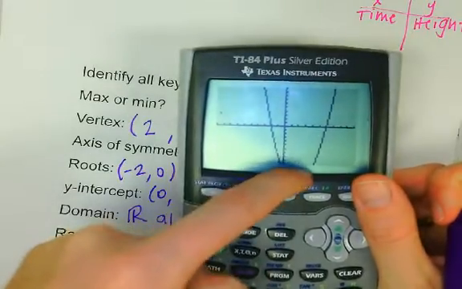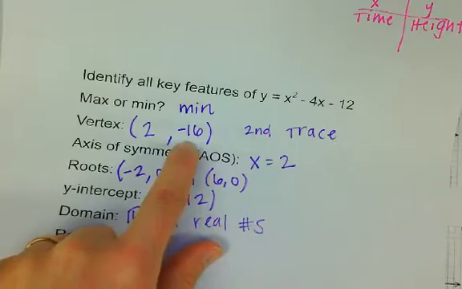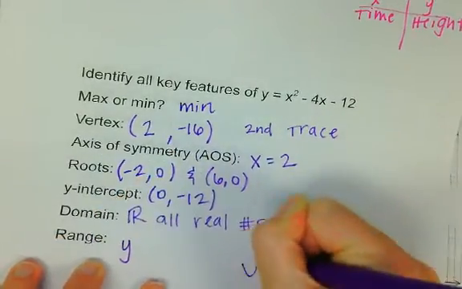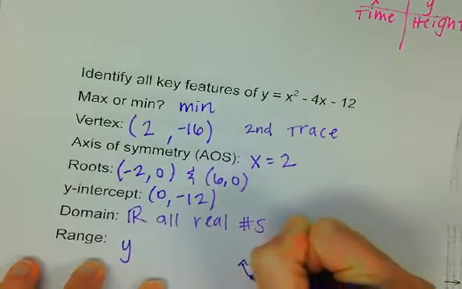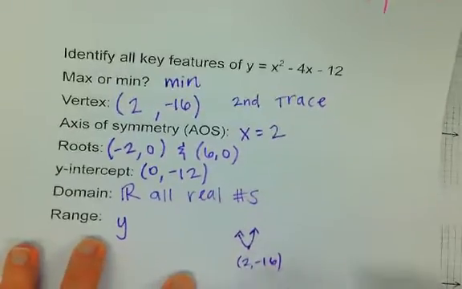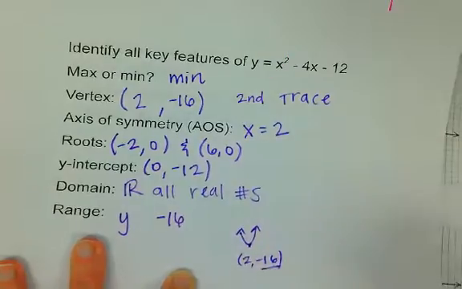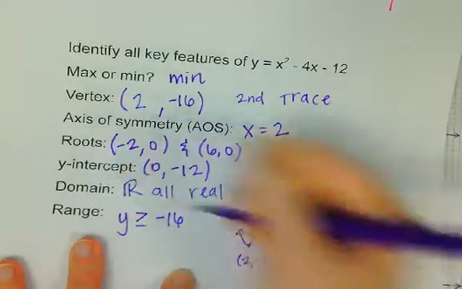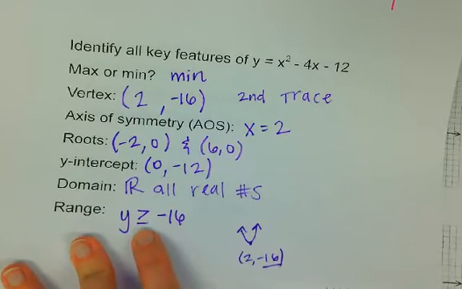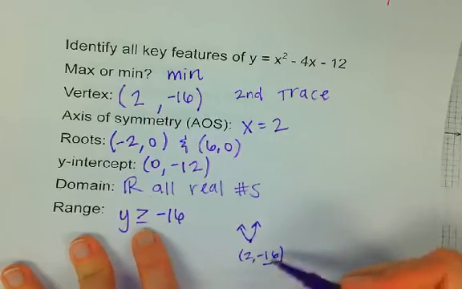So remember, we need the lowest value. How low does it go? Well, we found out it goes to negative 16. And because the graph opens up and the lowest it reaches is negative 16, I need that y value, and I need to show that all the y's are greater than or equal to that value, because the graph opens up and all of it is above that lowest minimum.